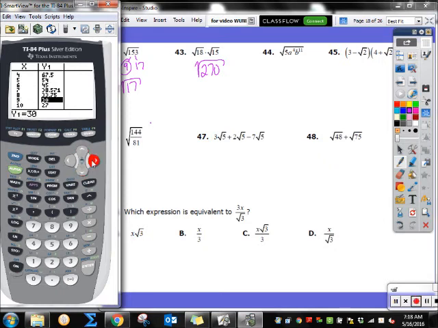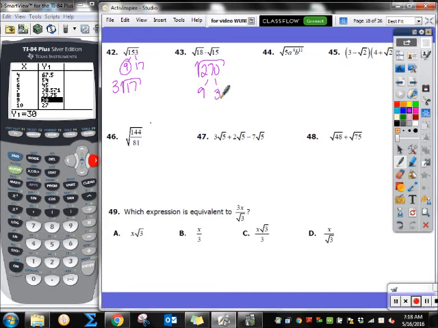There's 9 and 30, and I think that's going to work. So 9 times 30, can't leave the 9 under the radical, so the square root of 9 is 3, and then the 30 is left underneath the radical.